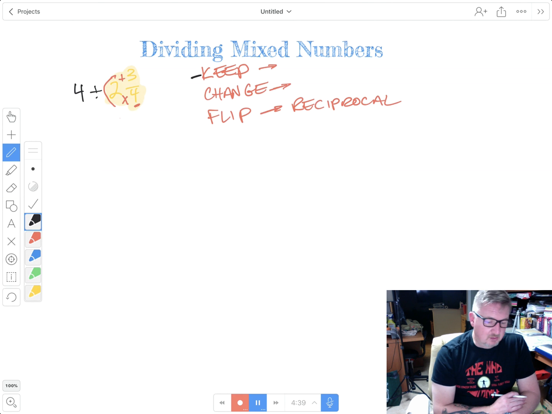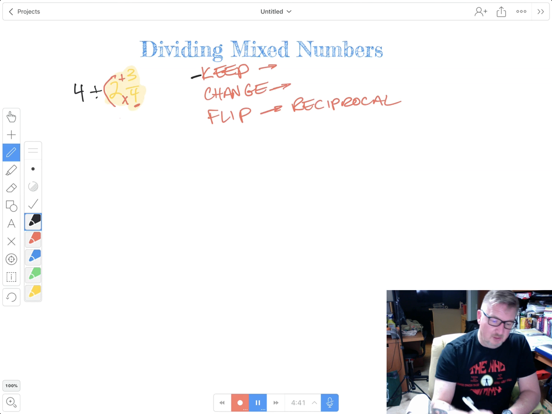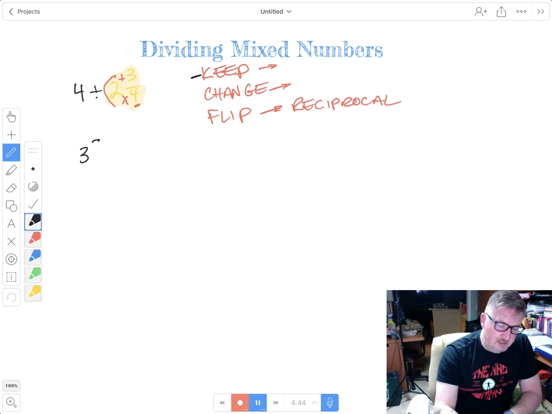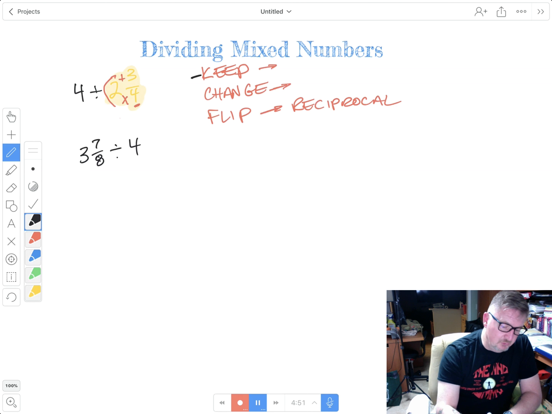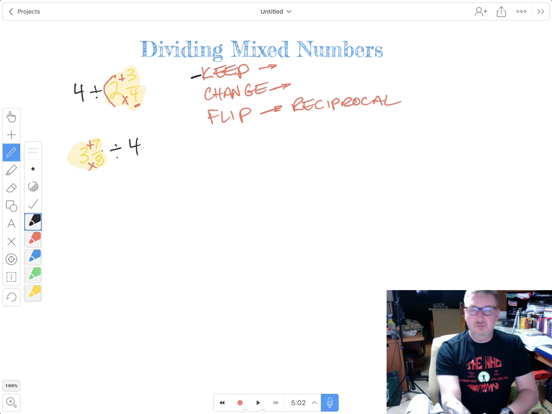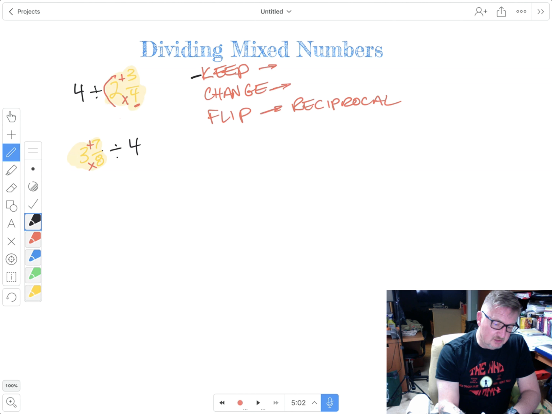All right, next problem. Mixed number and a whole number. So I got 3 7/8 divided by 4. Another 4. All right. So first thing I have to do, mentioned this already, I have to turn this mixed number into an improper fraction. So I multiply the 3 times the 8, I get 24, and I add 7. 24 plus 7 is 31 over 8. All right. And that's going to be divided by 4.